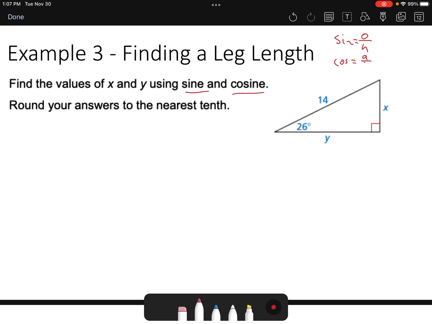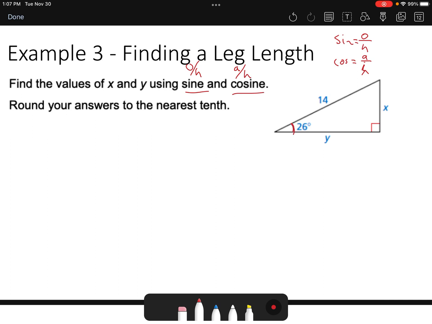Hypotenuse. Okay? O and H, A and H. So this is O over H, this is A over H. Okay? So we're going to find x and y. Now, it's up to you.